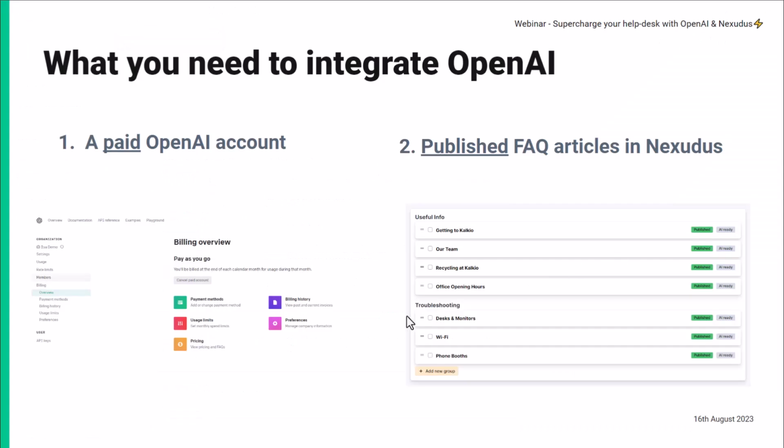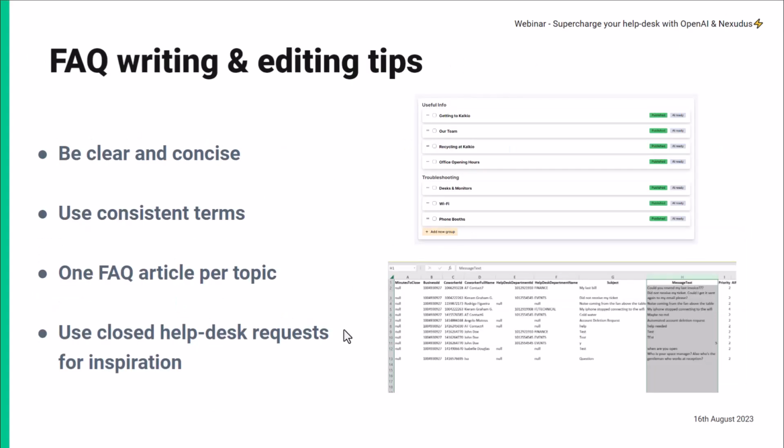Now, the way you write your FAQs matters. And we have a bunch of tips for writing or editing your FAQ, whether you have them already or whether you're just trying to tweak them to prepare them for OpenAI. The first one is pretty simple and straightforward. It's to be clear and concise. The clearer you are, the easier it will be for the tool to skim through your content and find the relevant answer.